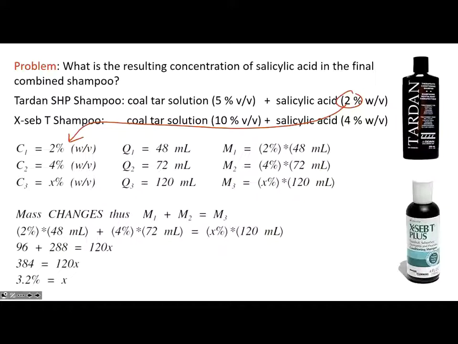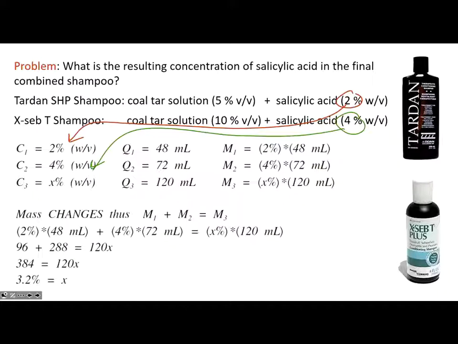Well, let's go down to the X sub T. So the X sub T had 4% salicylic acid, so that's the C2 for that one. And we just solved in the previous question that we need to add 72 milliliters of that ingredient to get my total coal tar solution. So I've got its quantity. So again, C times Q would be 4% times 72 mils. The last thing is, what do I get in the end? When I'm all done, I'll get a C and a Q.